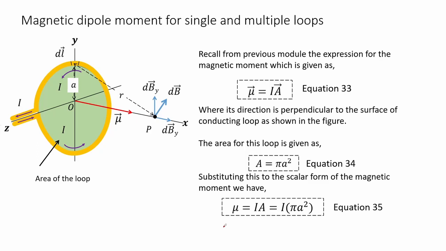Magnetic dipole moment for single and multiple loops. Recall from the previous module the expression for the magnetic moment, which is given as equation 33, where its direction is perpendicular to the surface of the conducting loop as shown in the figure. The area for this loop is given as equation 34. Substituting this into the scalar form of the magnetic moment, we have equation 35.